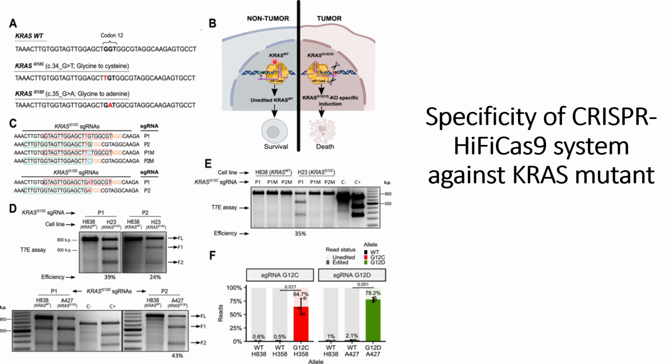where KRAS wild type is present, the HiFi Cas9 system does not target that KRAS, whereas in the tumor cells where the KRAS mutant is present, their HiFi Cas9 system can target that mutant. And the sequence that they have shown it here.